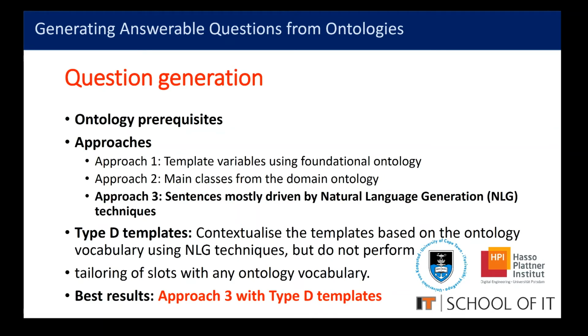The type T template contextualizes the templates based on the ontology vocabulary using NLG techniques, but does not perform tailoring of slots with any ontology vocabulary. This assumes that the question quality is more dependent on the linguistic realization module of the NLG process than on the representation of the domain ontology.